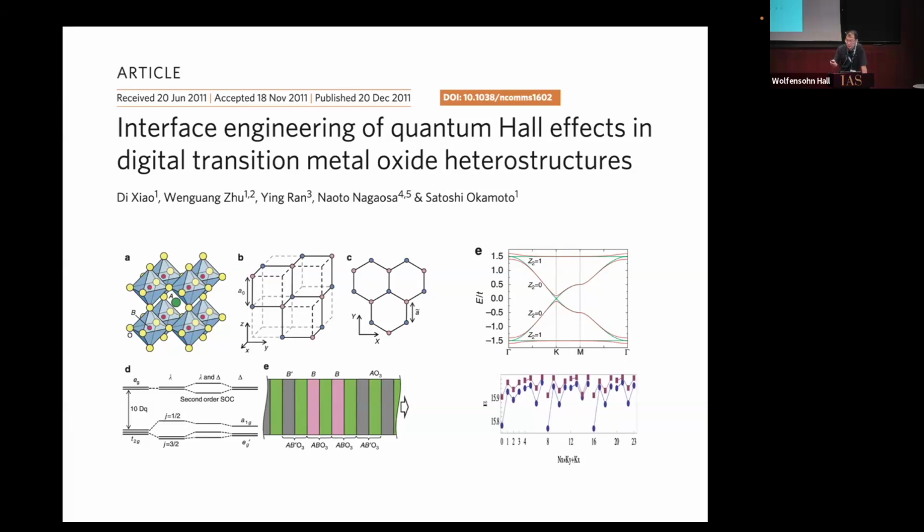Okay, and very simply, if you just assume you have d orbitals hopping on this very simple cubic structure, but as a 1-1-1 bilayer, you will see the band structure indeed gives you topologically non-trivial bands.